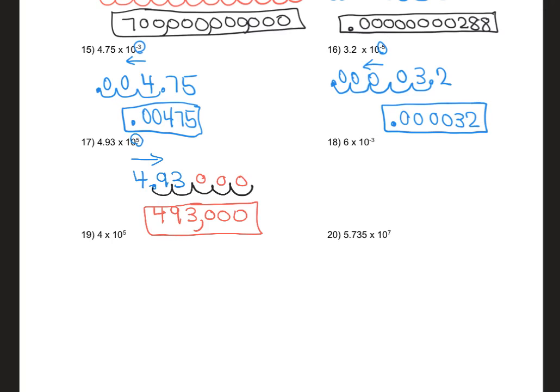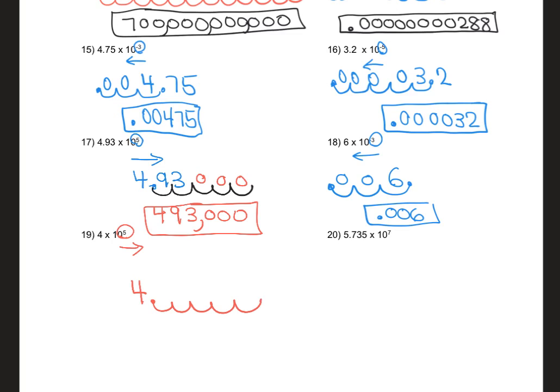For this one, we put the 6 down and the decimal after the 6. We're moving 3 to the left. So 1, 2, 3. So we get 0.006. We're moving 5 to the right for number 19. So we have 4 point, and then we're moving 5 to the right. So we get 400,000.